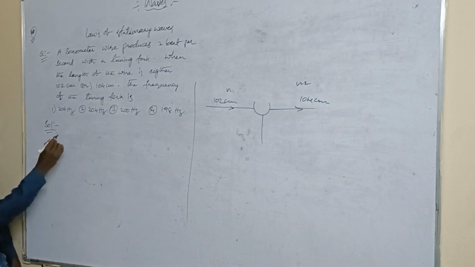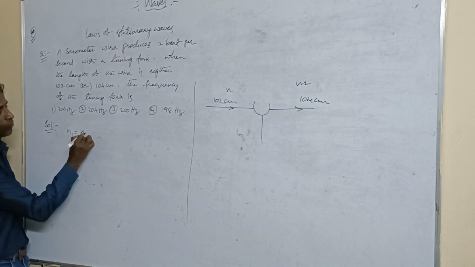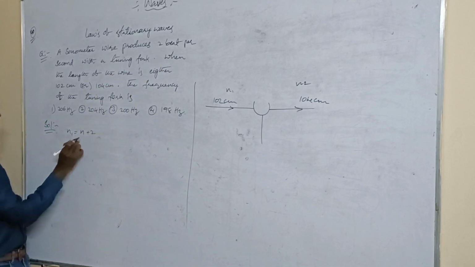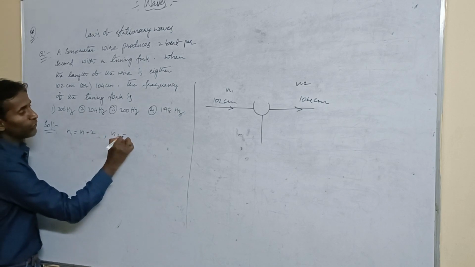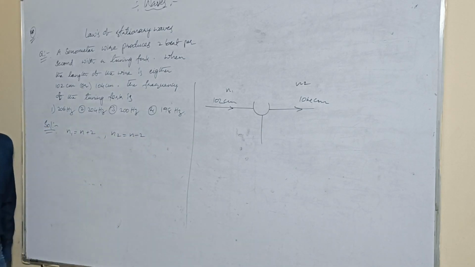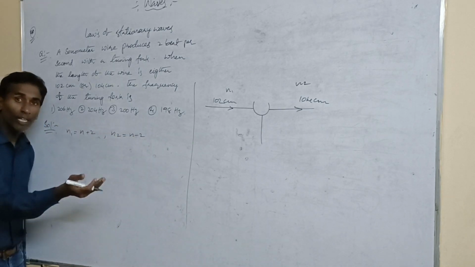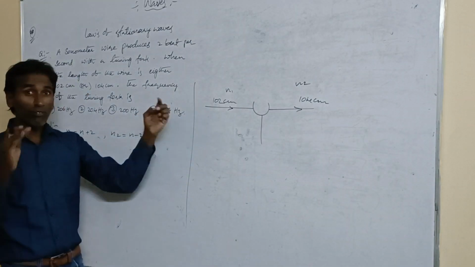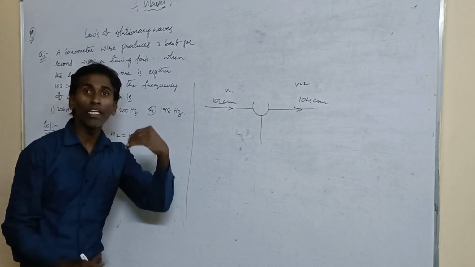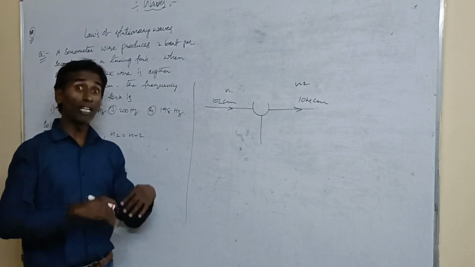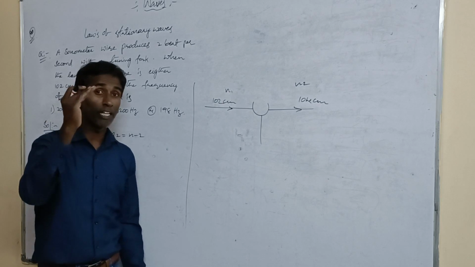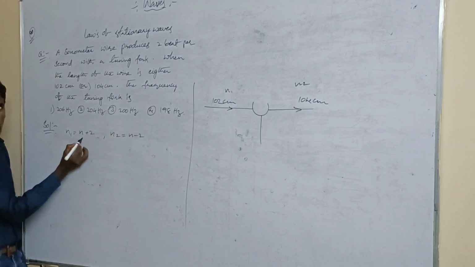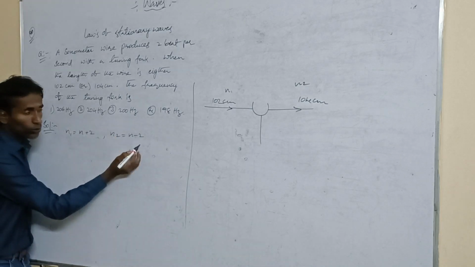Frequency only. So from this formula we can write N1 is equal to N plus 2, since there are 2 beat frequencies, and N2 is equal to N minus 2. One will increase, another will decrease, because when the distance decreases, the frequency of the sound increases. When the distance increases, the frequency of the sound decreases. Like that we have to take the frequencies here. N1 is equal to N plus 2 and N2 is equal to N minus 2.